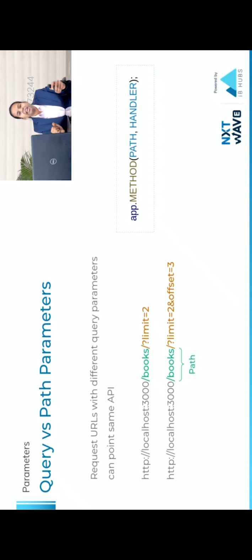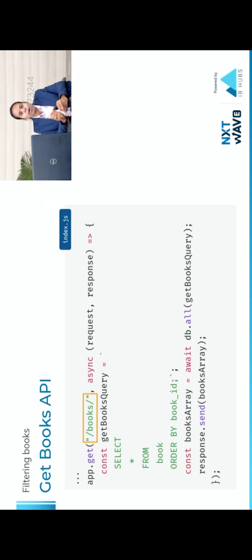Okay, clear? Now let's have a look at the getBooks API. We have written this previously, right? There you can see the method is GET, so app.get, and then we have the path as /books/. And there you can see we have the handler.